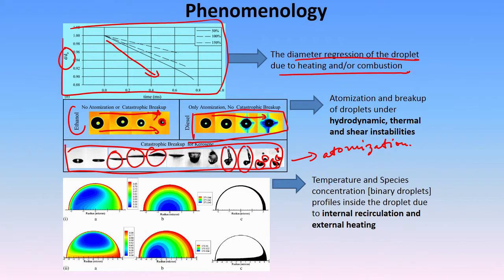On the other hand, the temperature and the species concentration for binary droplets, especially droplets which have two components, because of the internal recirculation, can show very complicated structures, as you can see over here. Forget about this for the time being. This is if you have particulate matter in it, but as a result of the flow, you will get very nice sophisticated patterns within the droplet.